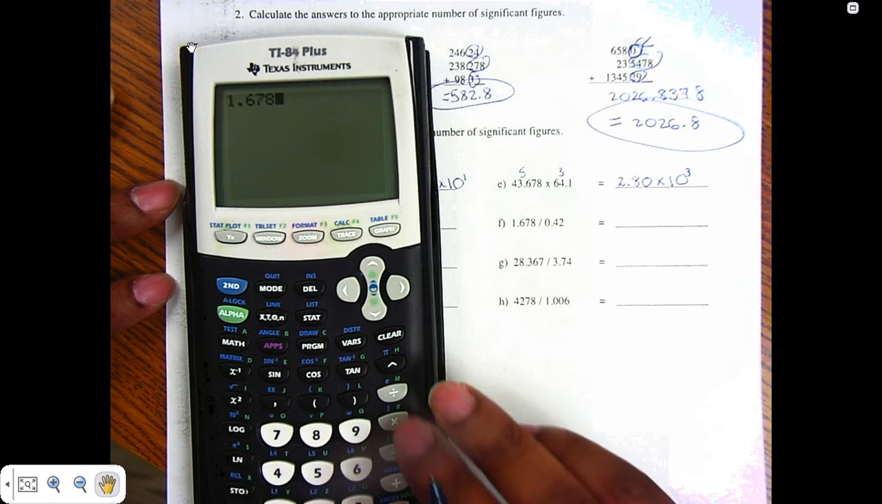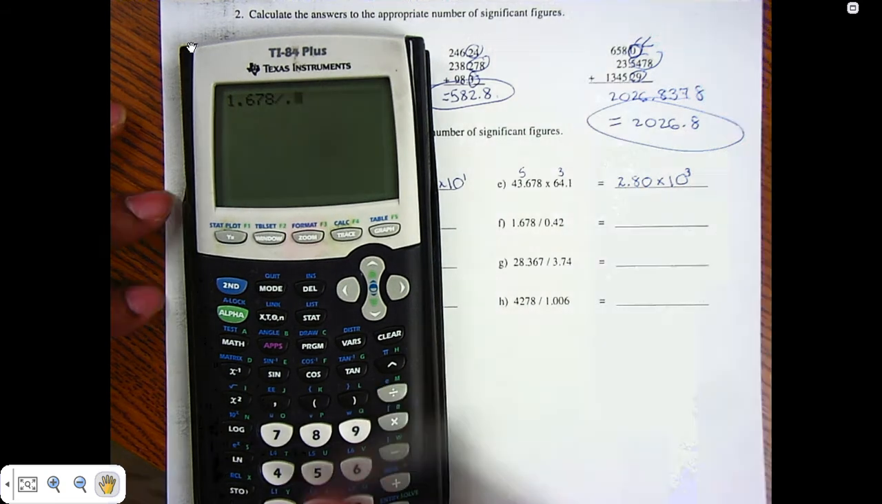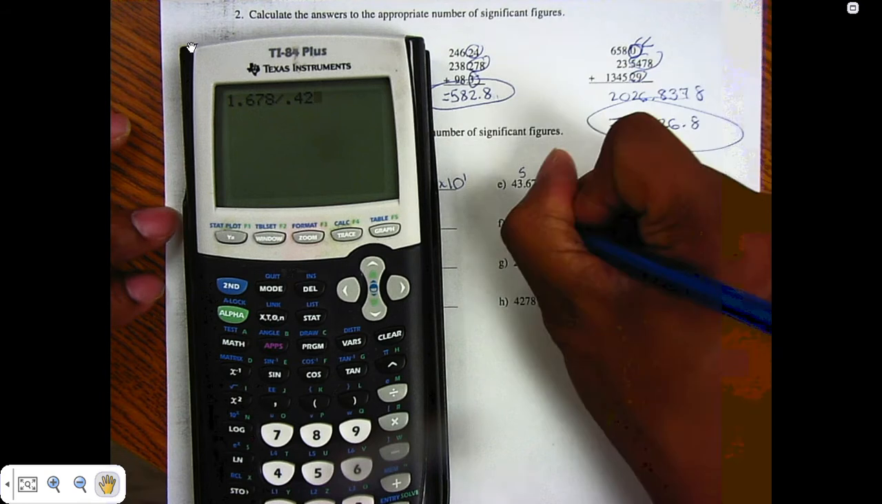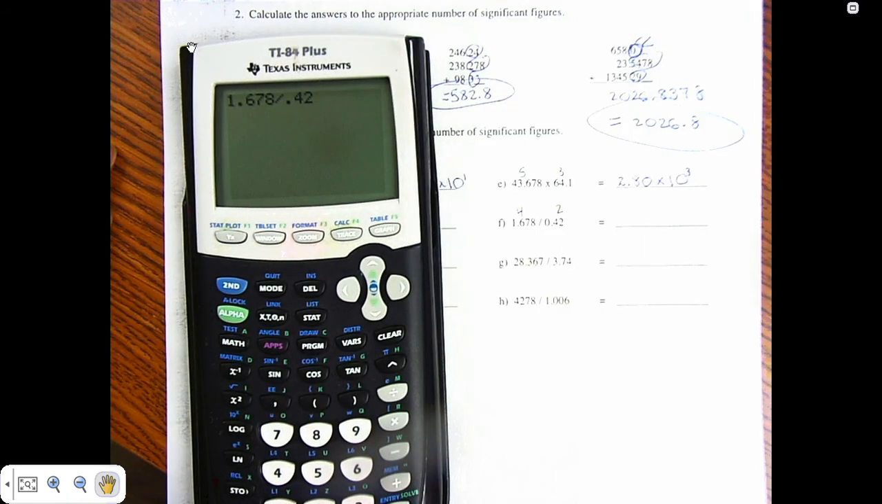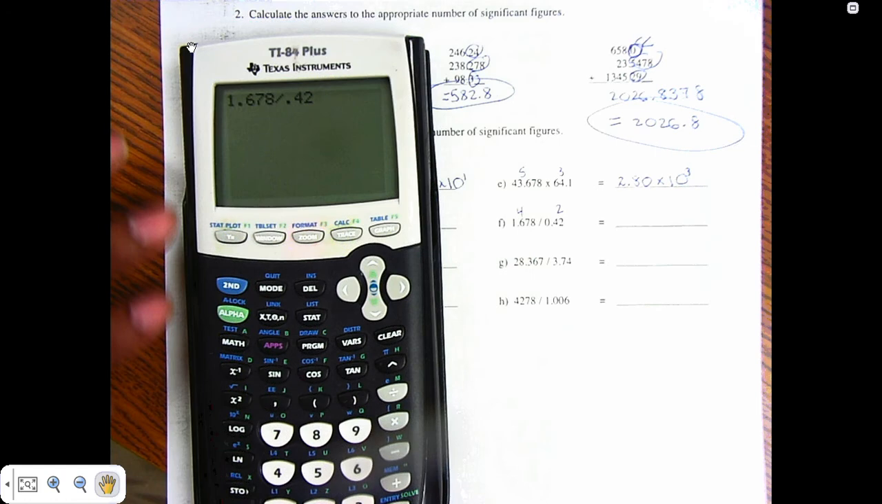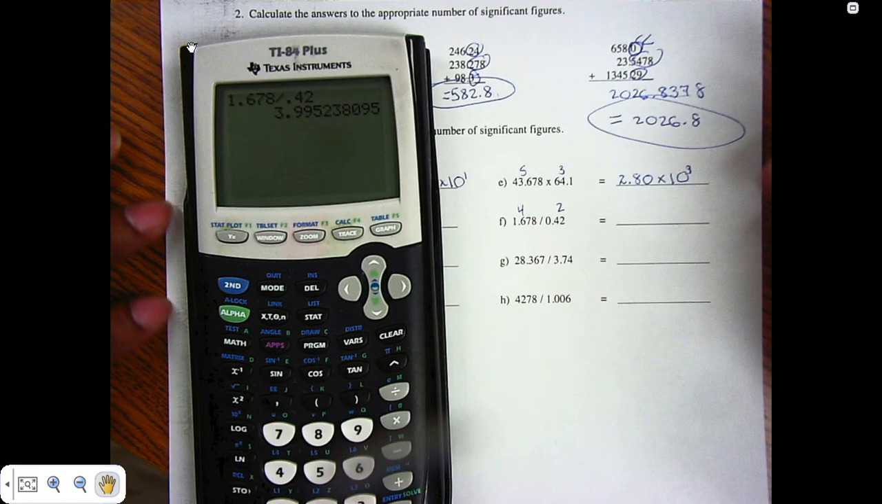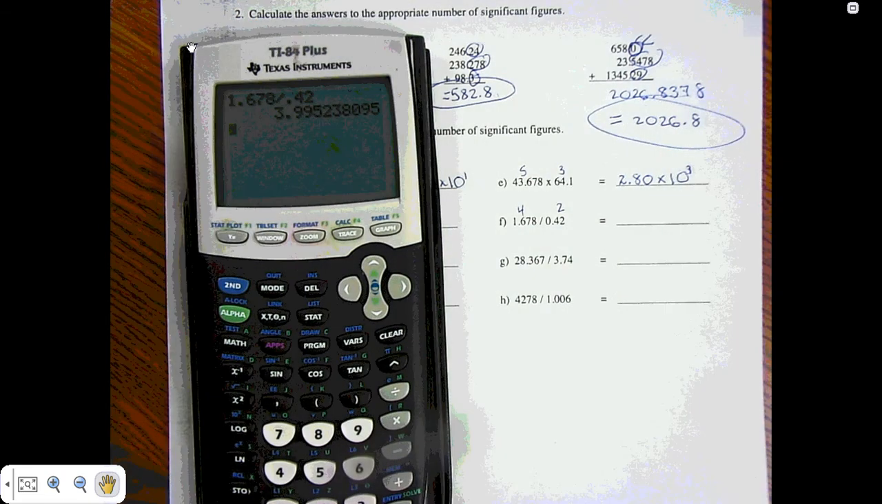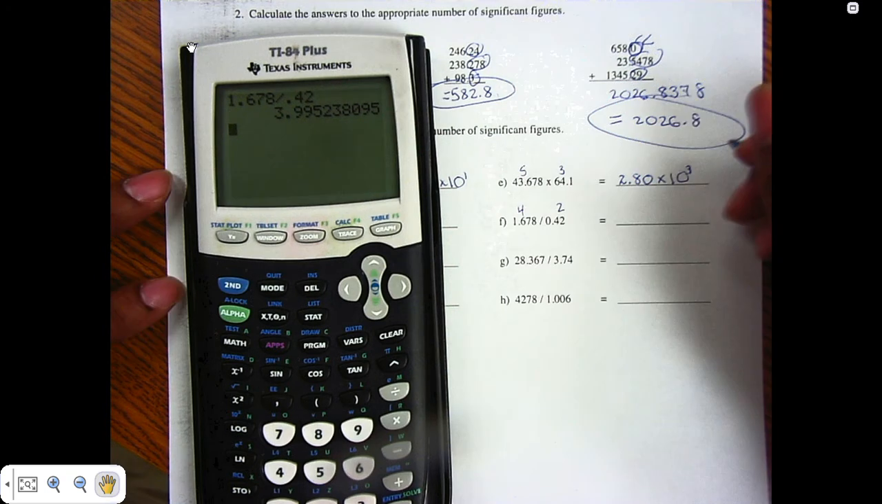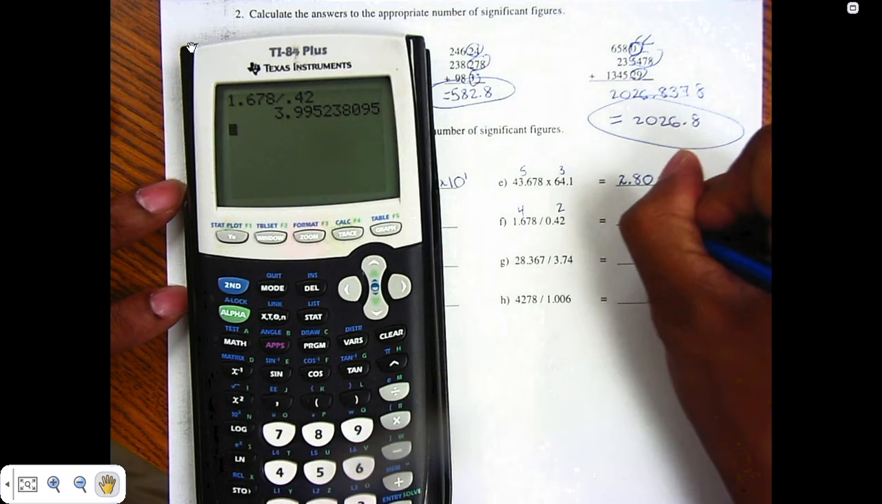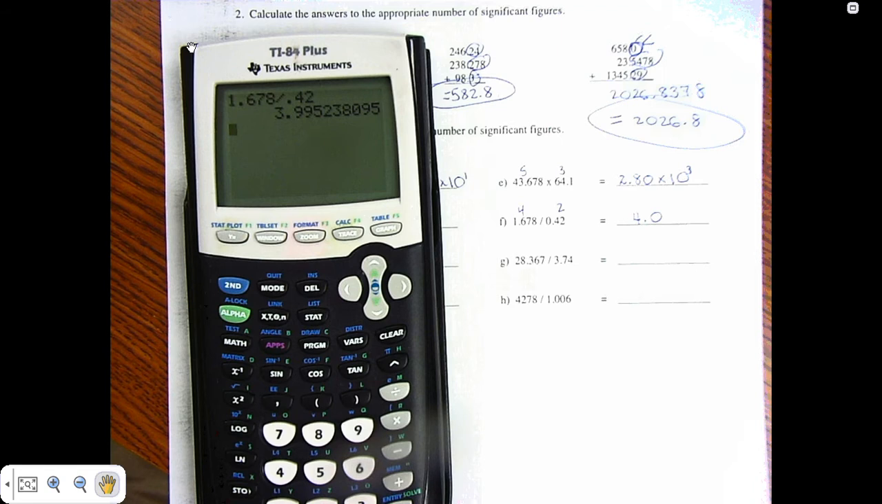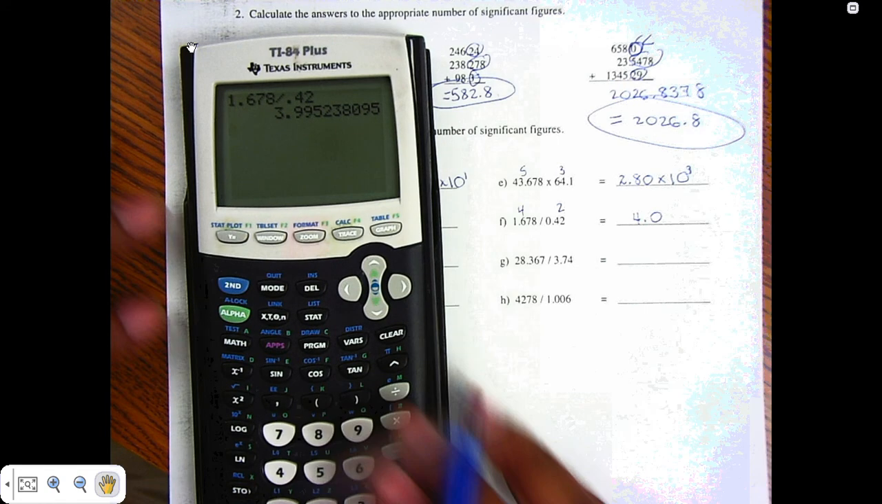1.678, and we're going to divide that here by 0.42. Now, the rules still are the same. Your answer can have no more sig figs than the number of sig figs used to calculate the answer. And when I solve that, I end up with 3.995, and so on. The answer has to have 2 sig figs, guys. So I'm going to express it by rounding it to 4.0. That 0 is indeed significant.